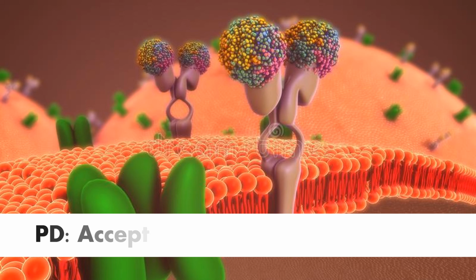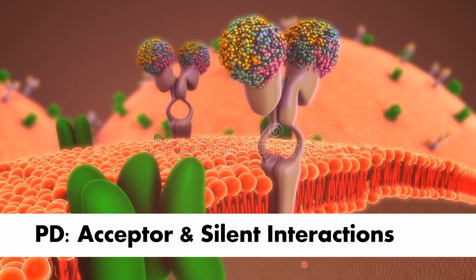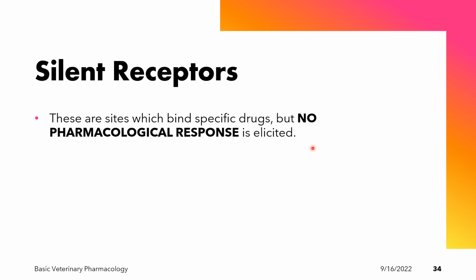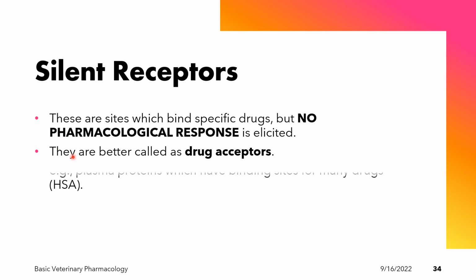So let's now proceed to the concept of the acceptor and the silent interactions. How do we define silent receptors? These are sites which bind specific drugs, but no pharmacological response is elicited. So they are better called drug acceptors. Examples of this are plasma proteins, which have binding sites for many drugs. An example of a plasma protein is HSA, or the human serum albumin. That is the major plasma protein in the blood.